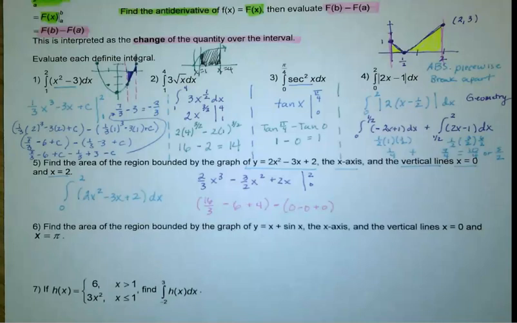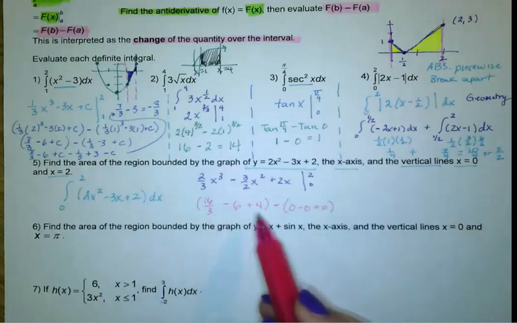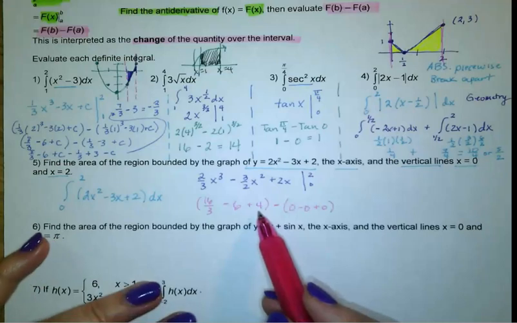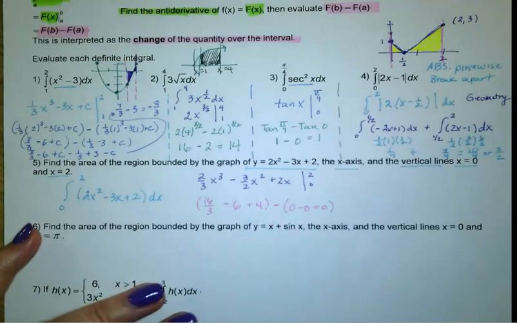So at this point then, if I were going to get my area together, I would do 16/3 minus 6 plus 4. Take a minute, calculate that, and see what you get.